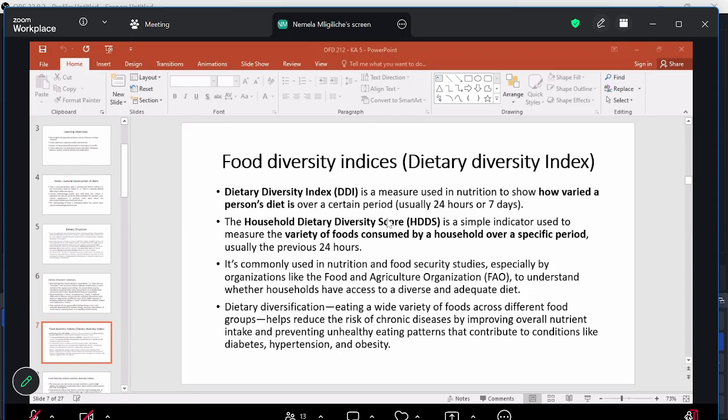That's very good for that household. So this is all about the household dietary diversity score.